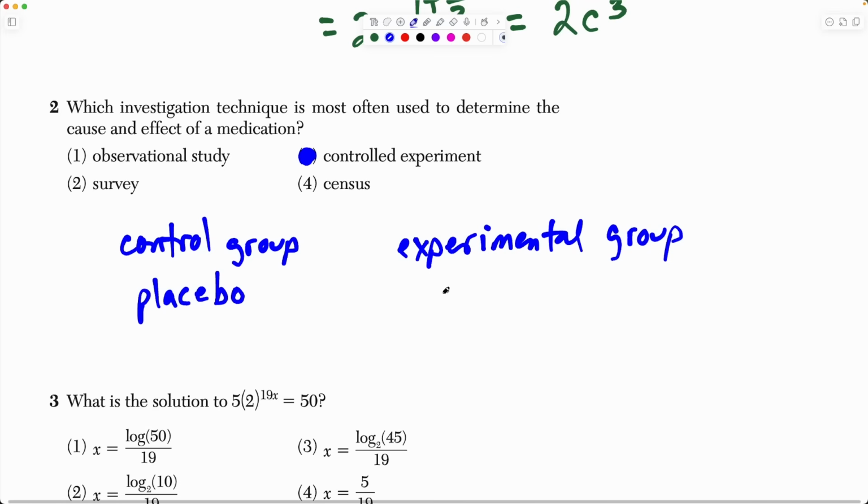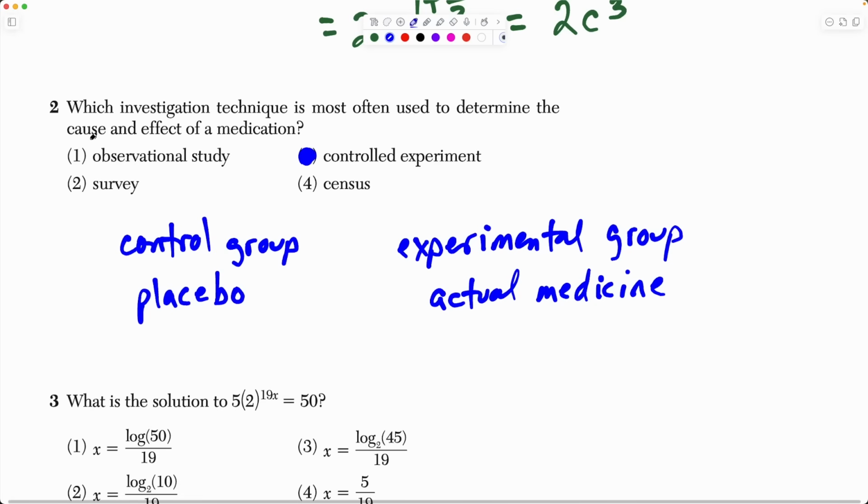And then these people here get the actual medicine. And then they compare the results of what happens to the people in both groups. Is this medicine really doing a lot for the people in the experimental group? And of course they would do this for something where it's not life-saving medicine. Otherwise that would be completely unethical. So that's why here we're going with choice 3.